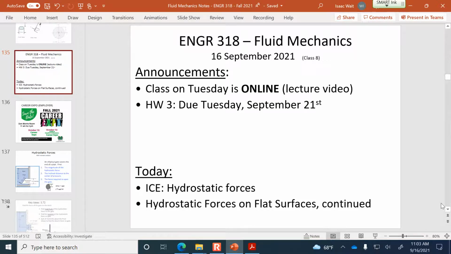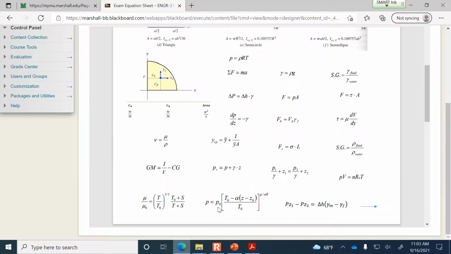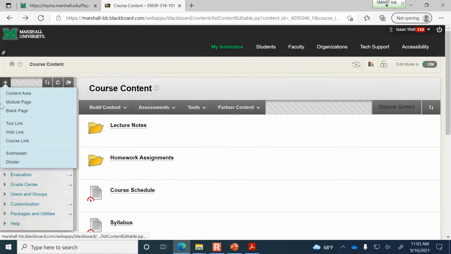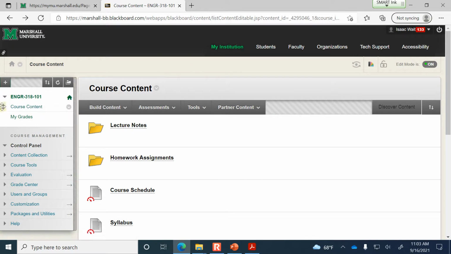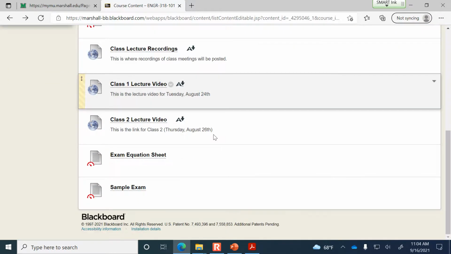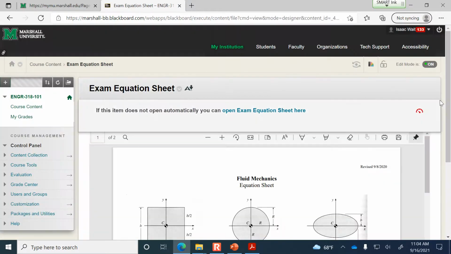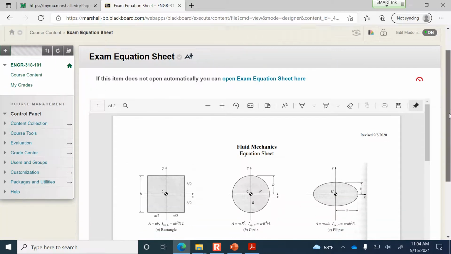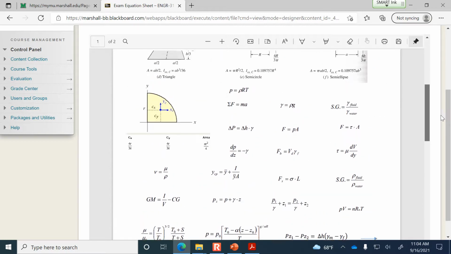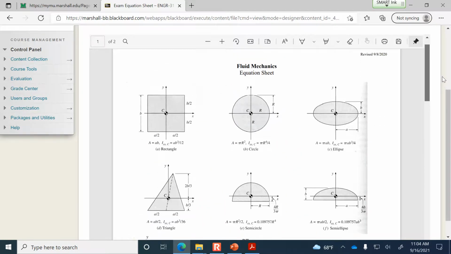All right, so class on Tuesday is online. Homework 3 is due at 11 o'clock on Tuesday. Now, here on Blackboard, it's just in the main content folder. I really try and have a very simple Blackboard with just the content and the grades. That's it. So here on the content tab, you can find the exam equation sheet. And it's just 2 pages long. So if you want to begin to familiarize yourself with that.